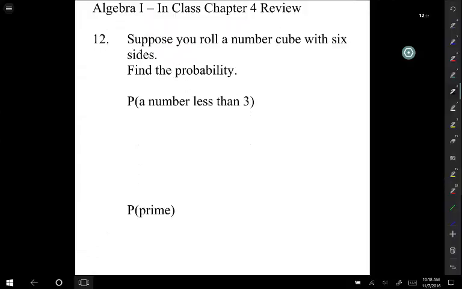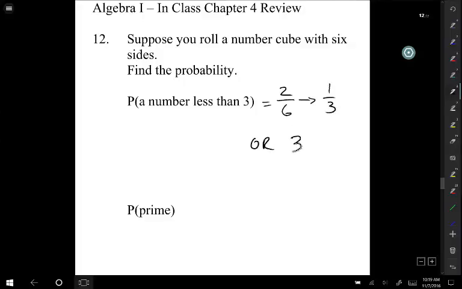Probability. Suppose you roll a number cube with 6 sides. Find the chance that the number is less than 3. How many numbers are less than 3? 2 of them, right? So the probability is 2 out of 6. You're not going to leave your answer like that, by the way. You're going to put 1/3.